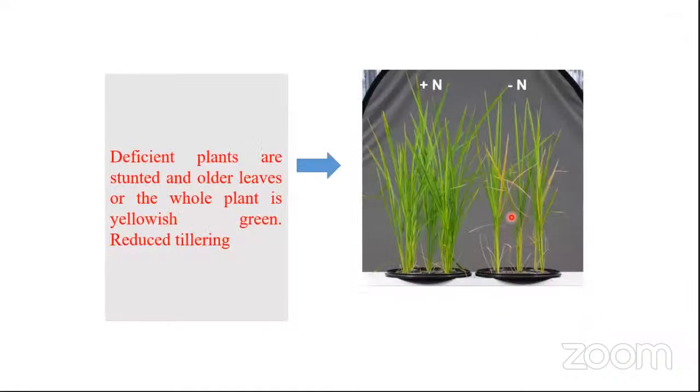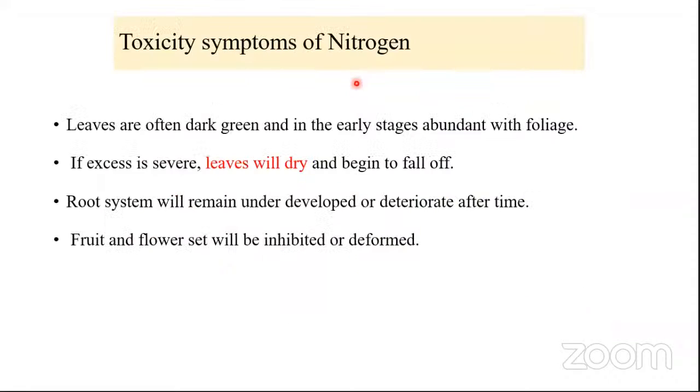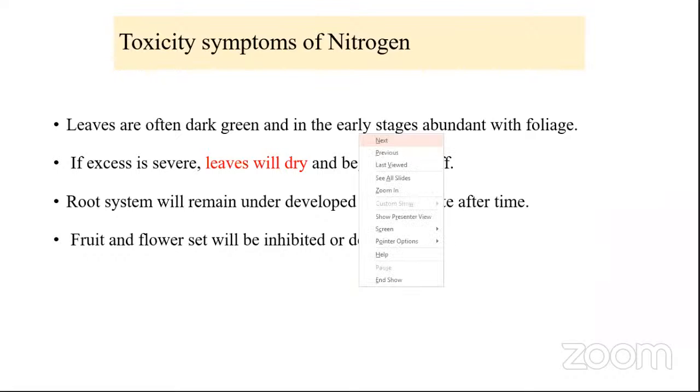And coming to the toxic symptoms, if nitrogen is present in more concentration, what will happen? Leaves are often darker green, with abundant foliage in the early stage. Leaves will dry and begin to fall off due to the excess. The root system will remain underdeveloped or deteriorate over time. Fruit and flower set will be inhibited and deformed because nitrogen encourages only foliage growth, I mean vegetative growth. This is the major problem in nitrogen toxicity symptoms.